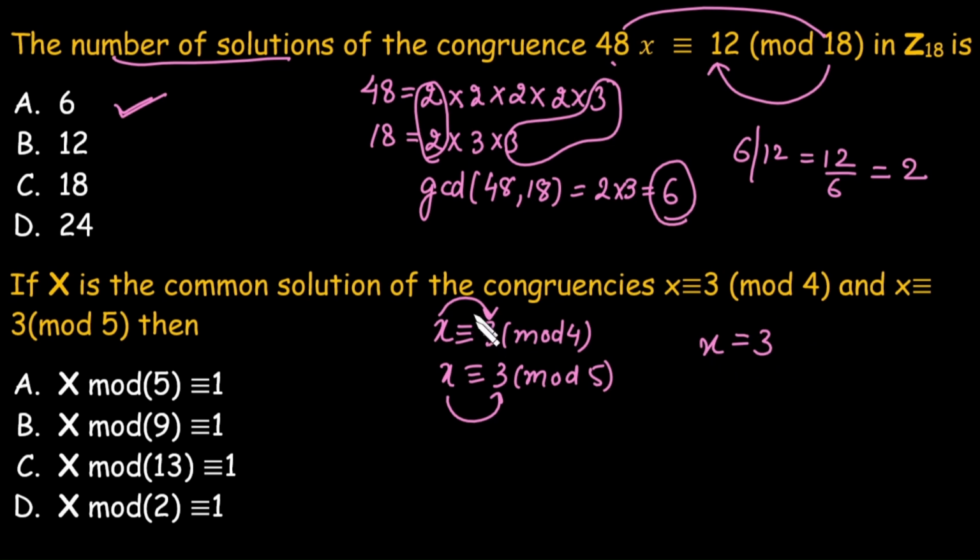Because x is equal to 3 is applicable in both the cases. Now if we have x is equal to 3, when divided by 5, what is the remainder? 2. But it says 1. So that means A is incorrect. When divided by 9, it is not divisible by 9. So hence remainder is 3. Hence B is incorrect. 13, not divisible by 13. When divided by 2, remainder is 1. Hence option D is correct.